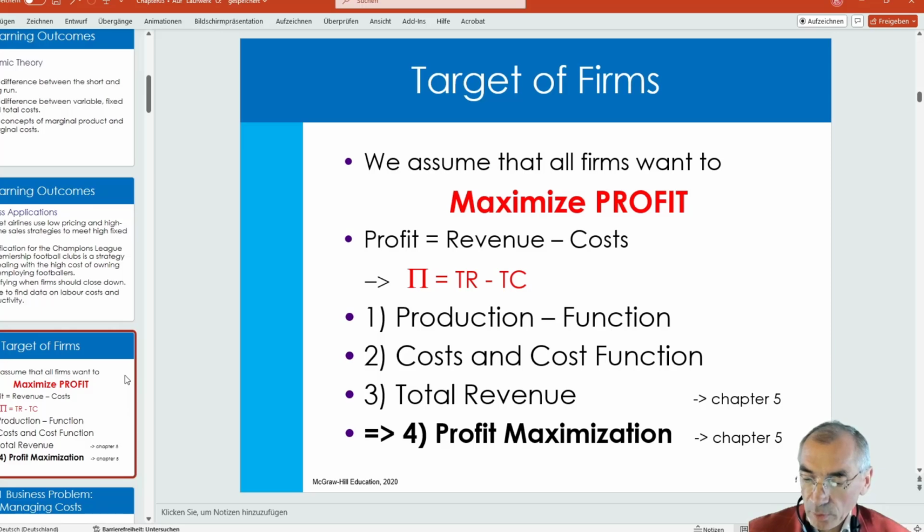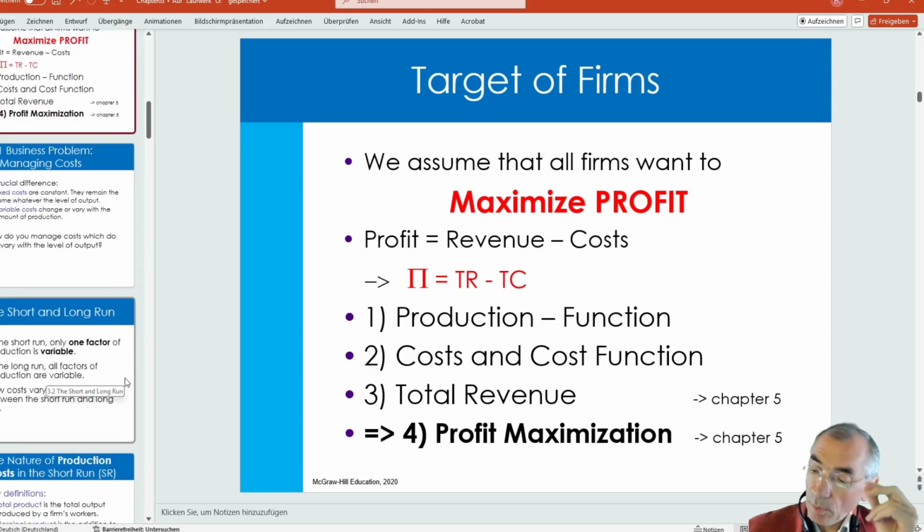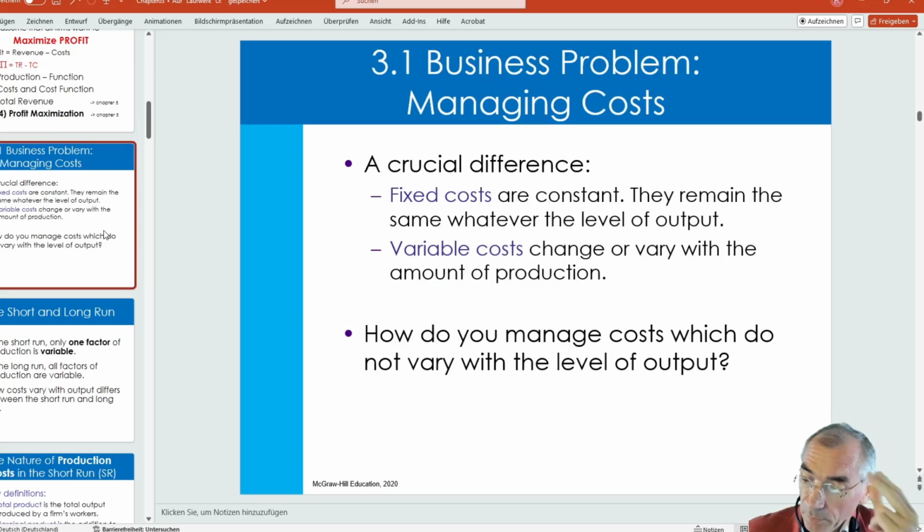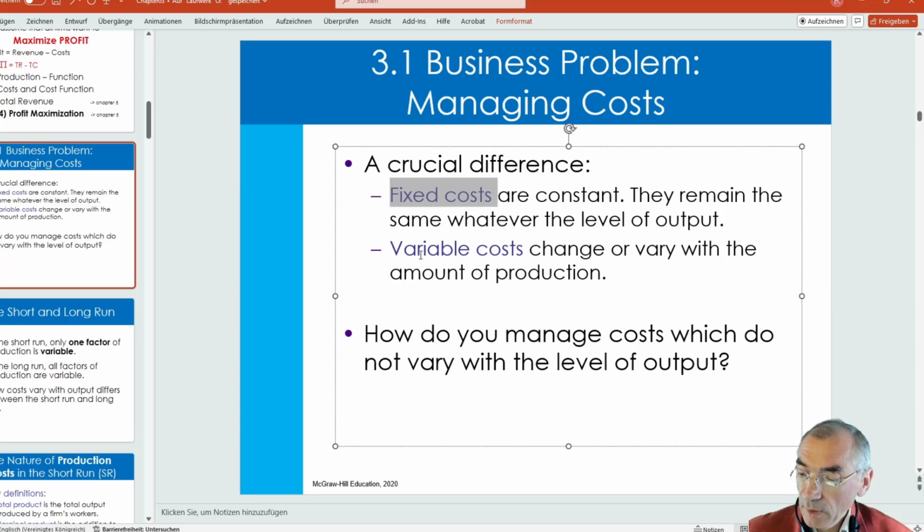Also, this slide that we already had a look at, you find in our presentation, of course. 3.1 is relatively short. It just says managing costs and makes the difference between fixed costs and variable costs. And I suppose most of you are aware of this. Fixed costs are constant. They remain the same whatever the level of output, whereas variable costs vary with the output. When I produce more, I'm going to have more variable costs. How do we manage this?